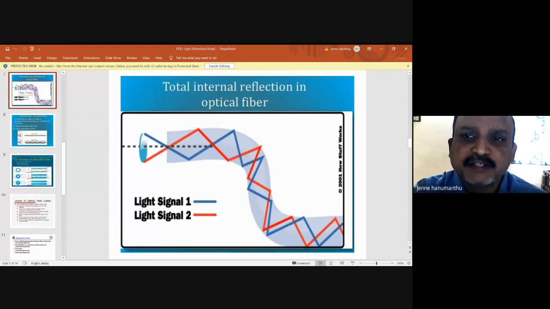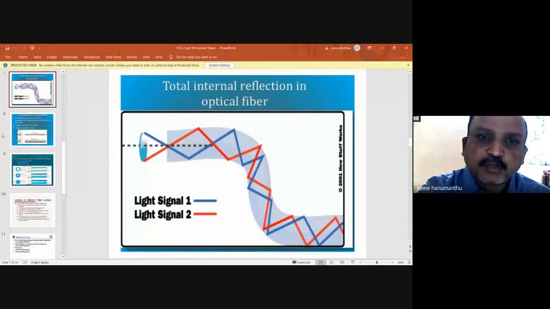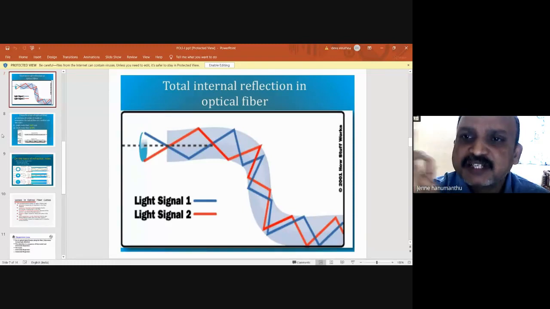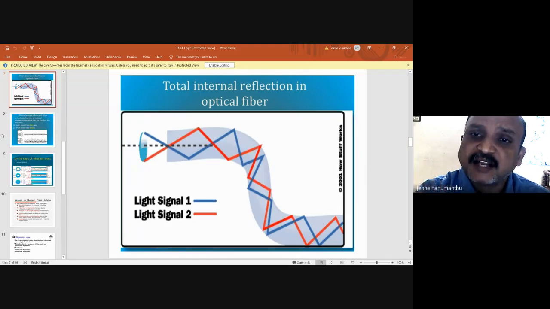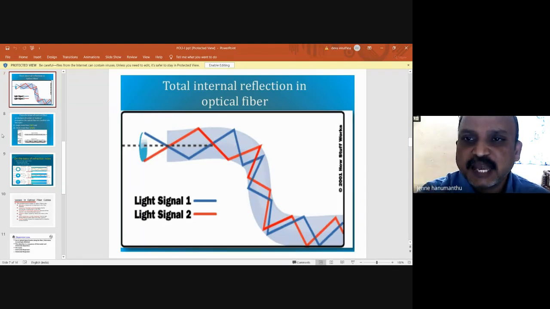Optical fiber means a combination of core and cladding. But don't think that light is propagating through the cladding. If light is propagated through the cladding, that is called transmission loss. So as an instrumentation engineer, you select the optical fiber such that the core has some refractive index and the cladding has another refractive index. Then the light propagates through the core only, strictly speaking.